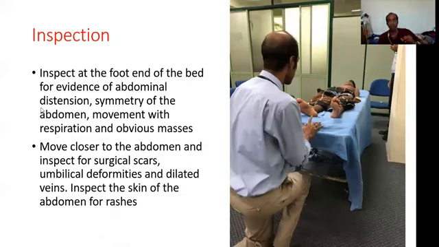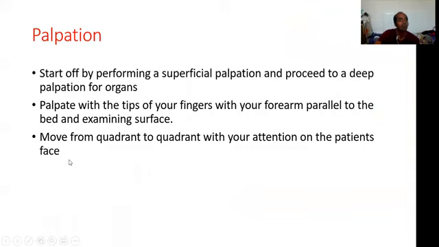So foot end of the bed, look for abdominal distension, look for obvious masses, symmetry, and then look at the flanks, because flank fullness on both sides can indicate polycystic kidneys. And then you move closer to the abdomen, looking for surgical scars, umbilical deformities, deposits in the umbilicus, very rare, it's called Sister Joseph's nodule, and also dilated veins. And also you can inspect the skin of the abdomen for any obvious rashes. Right. This is just a revision.